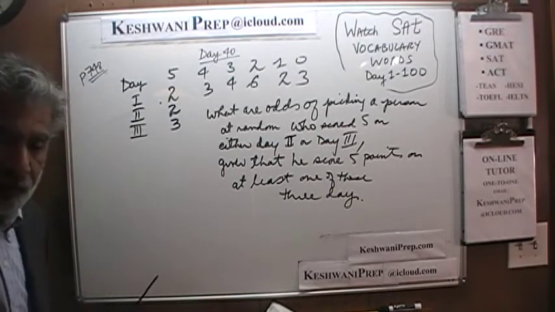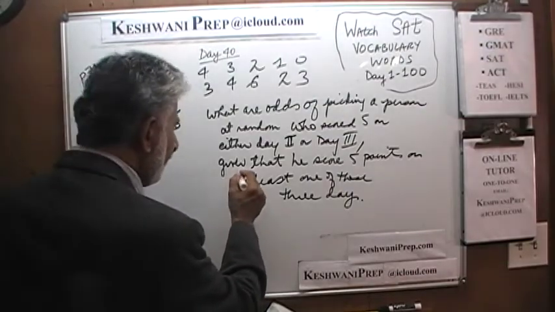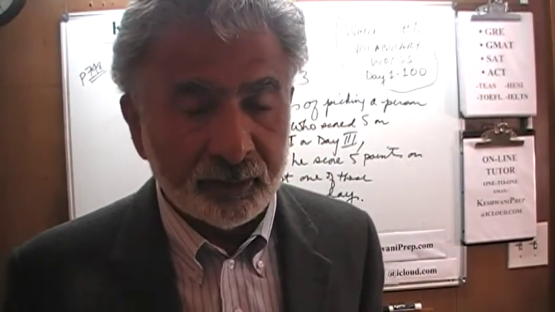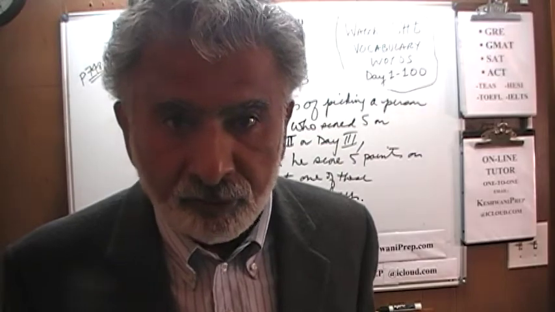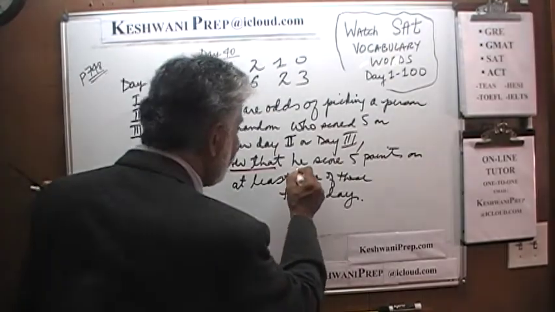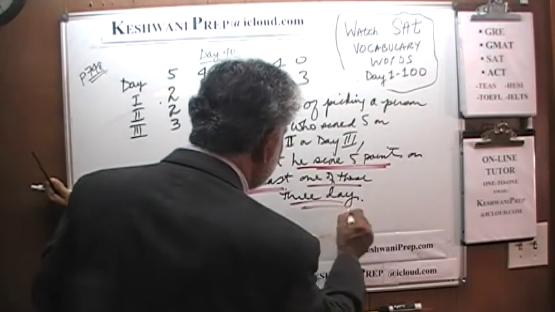This part is called conditional probability. This part that we just wrote down, that's the condition. We have to fulfill this condition. Given that, we cannot just pick any person at random out of 20 people. There were 20 people playing the games over the 3 days, and we have to pick one person at random, but we cannot just pick any old person. We have to meet a certain condition. The condition is that the person we're going to pick at random has to have scored 5 points on at least one of these three days.